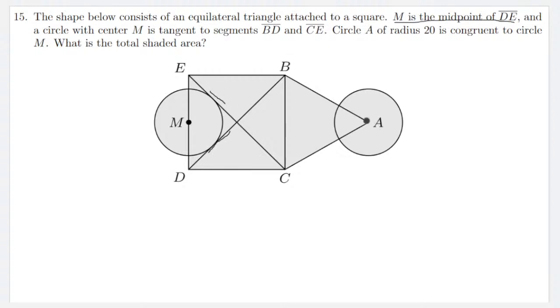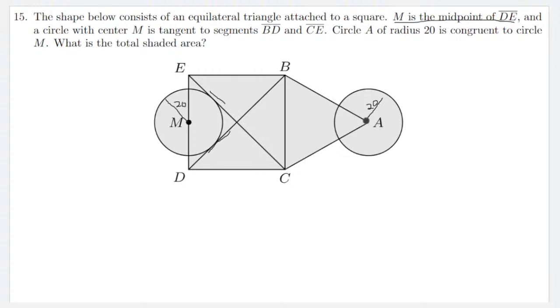Circle A has radius 20, and M is congruent to it, so it also has a radius of 20. And so we want to find the total shaded area. This diagram actually compartmentalizes this geometry question very nicely for us.